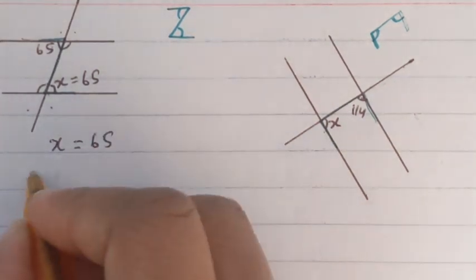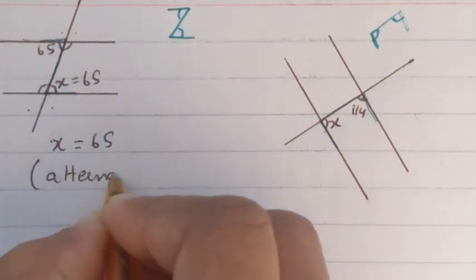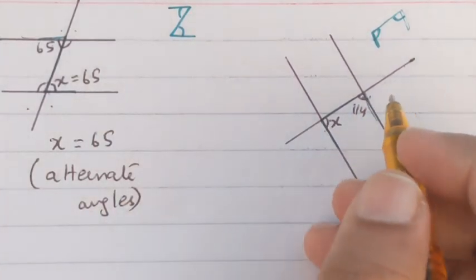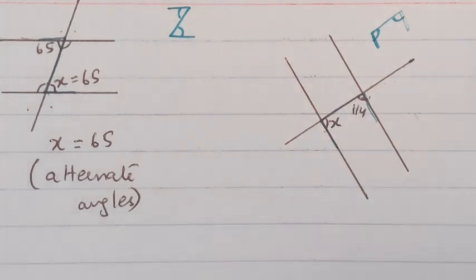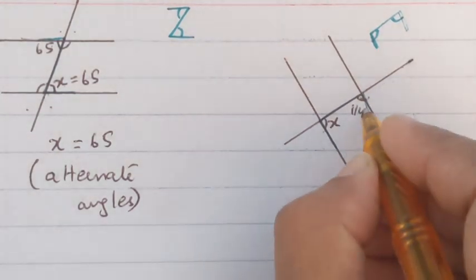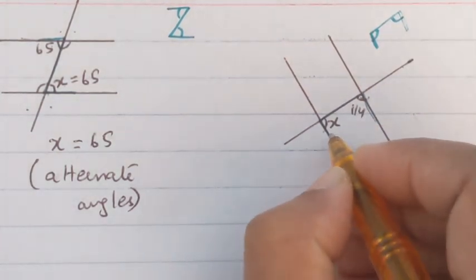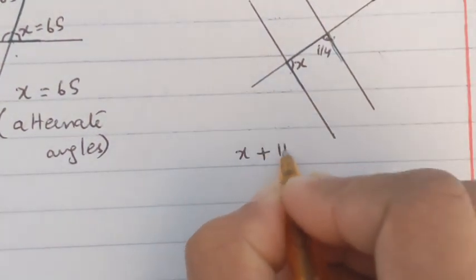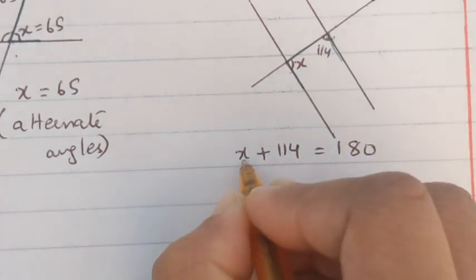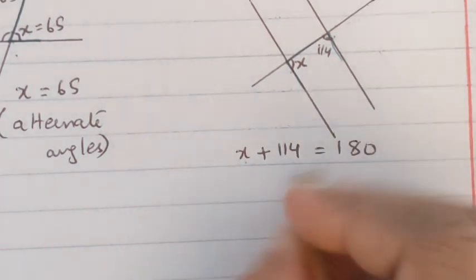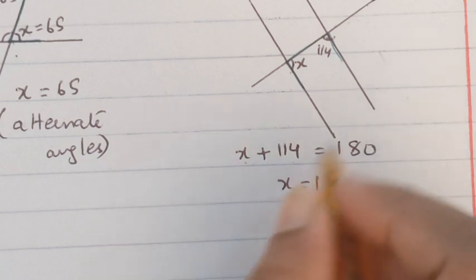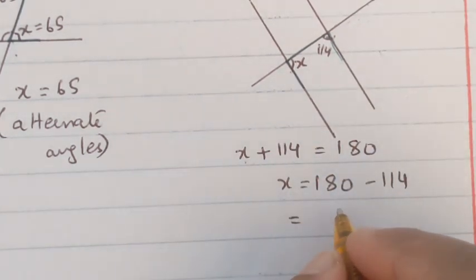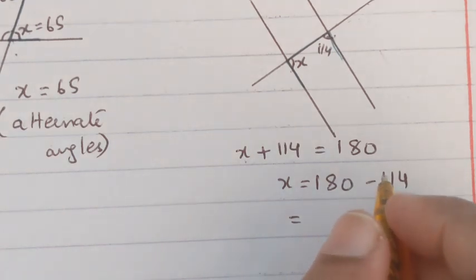So we will write X equals 65 for being alternate angles. And here, since the two angles are interior supplementary, they are not equal to each other, as the name suggests. They are supplementary to each other such that they have a sum of 180 degrees. So how do we solve them? It's X plus 114 equals 180. To find angle X, we subtract 114 from 180 degrees. That's the difference between alternate angles and interior supplementary angles. So the answer we get here is 66 degrees.